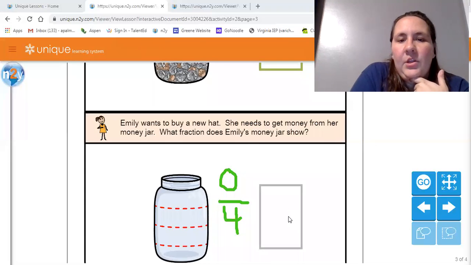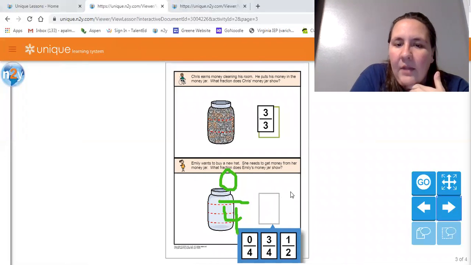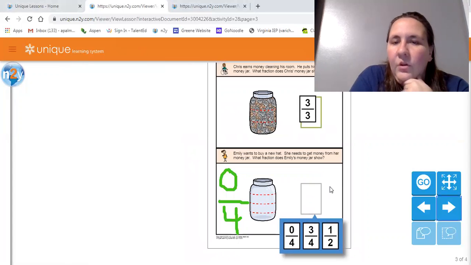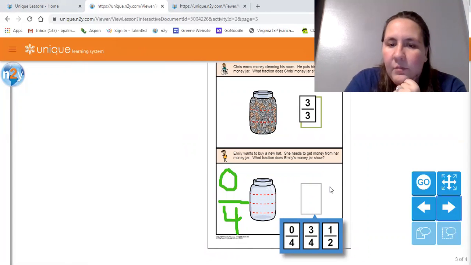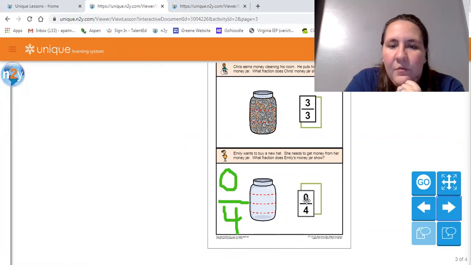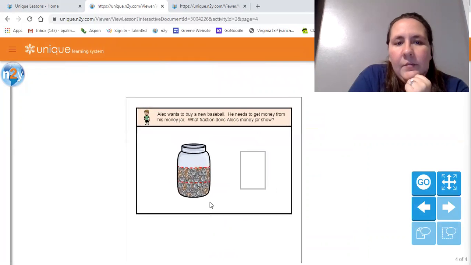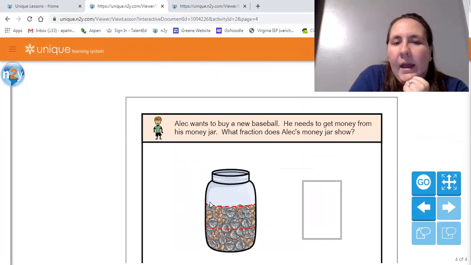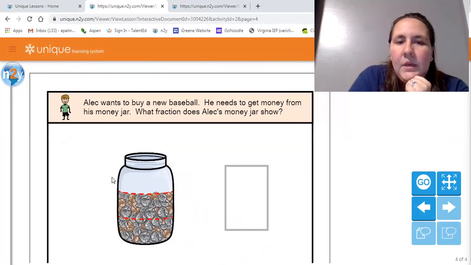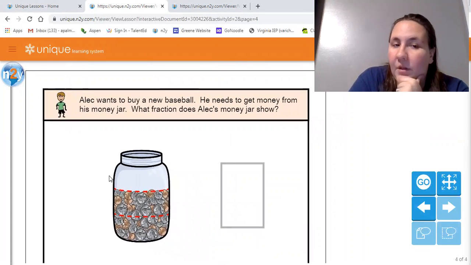Great job. So can you find that fraction that matches 0/4 with your finger? Can you touch the answer for me? Great job, guys. 0/4. All right, let me clear our work and go to the next one. Okay. Alec wants to buy a new baseball. He needs to get money from his money jar. What fraction does Alec's money jar show?